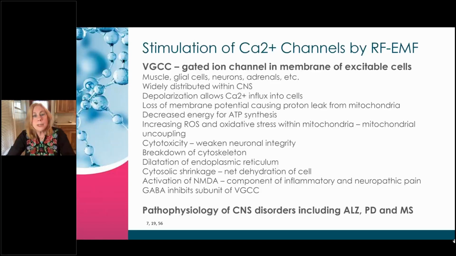They're located in muscle, glial cells, neurons, adrenals, widely distributed throughout the CNS. They allow this calcium influx into the cells. With this loss of membrane potential, it actually causes a proton leak from the mitochondria. You have decreased ATP synthesis, increased reactive oxygen species, and oxidative stress within the mitochondria. This leads to that mitochondrial uncoupling. The electron is not passed on down to form water, which leads to cytotoxicity and weakens the neuronal integrity.